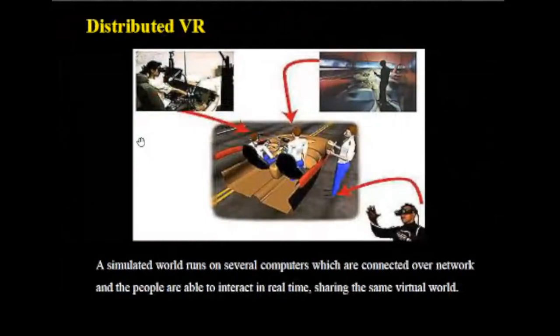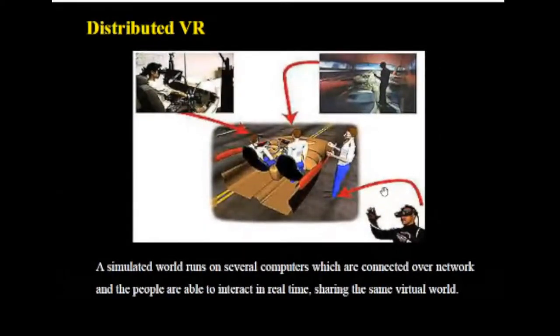This is known as a distributed VR, virtual reality. In the case of this virtual reality, there is a graphics, and this graphics is shared by each and every person in a group. You can see that there is one person here, another person over here. There are three people, and these three people are looking into one particular virtual object, and everybody can now have discussions about this virtual object.